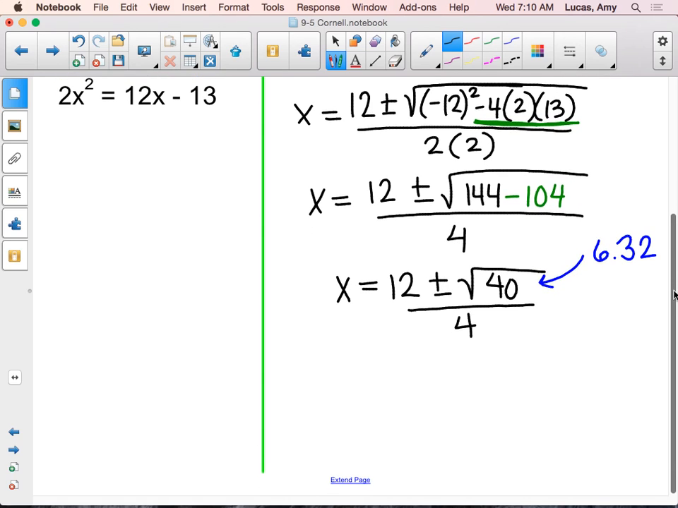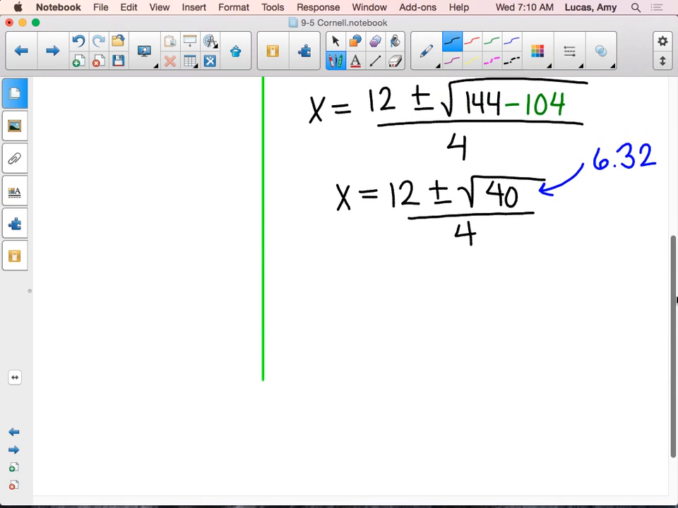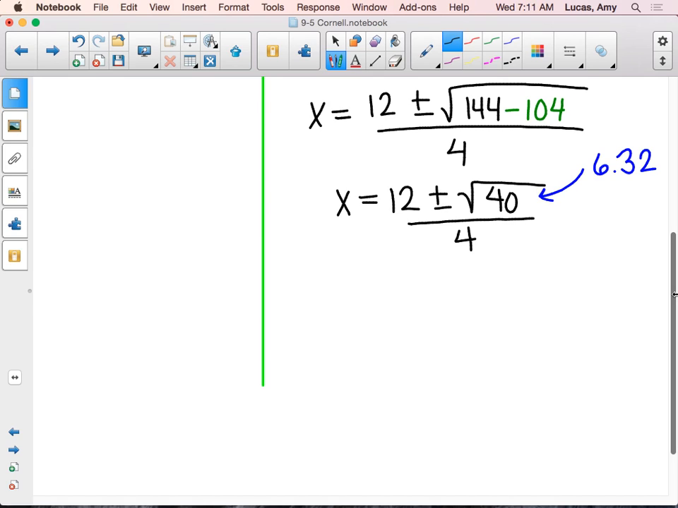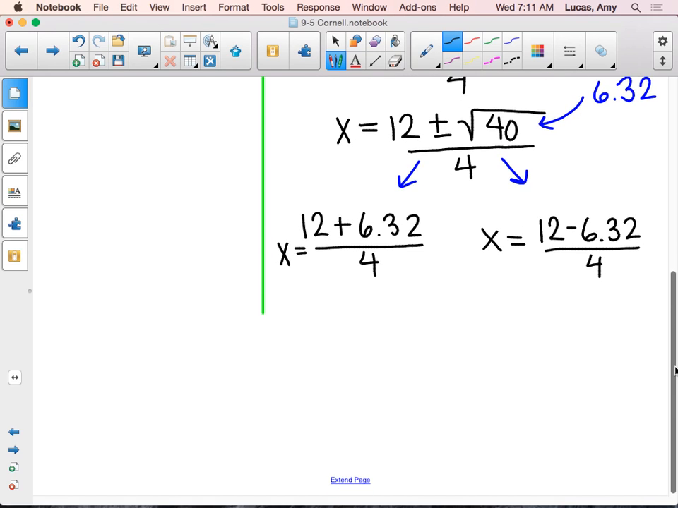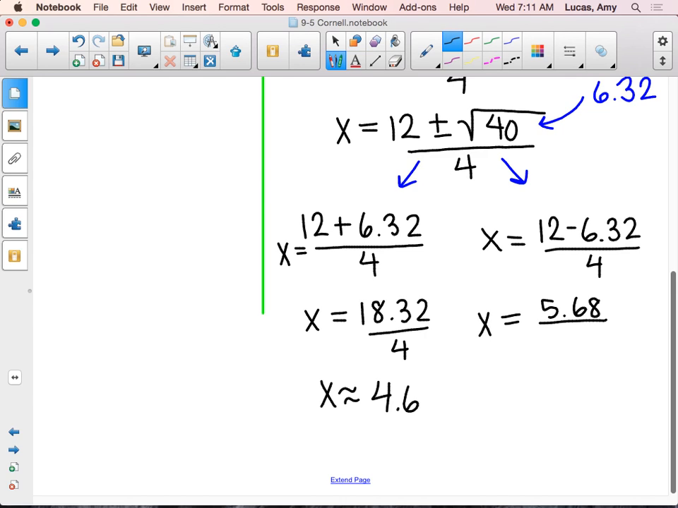I am going to round my final answer to the nearest tenth. I'm not rounding it to the nearest tenth yet because I want to not be that specific until the end of the problem. Now I need to split to get my 2 solutions. So 12 plus 6.32 divided by 4, and 12 minus 6.32 divided by 4. So my first one is 18.32 divided by 4. If I divide that, I get approximately 4.6. The second one is not going to be negative 4.6. 12 minus 6.32 is 5.68. If I divide that by 4, x is approximately 1.4.